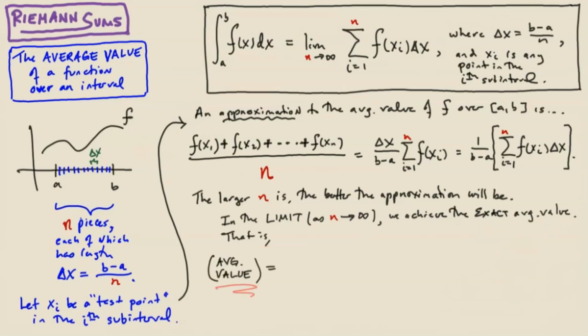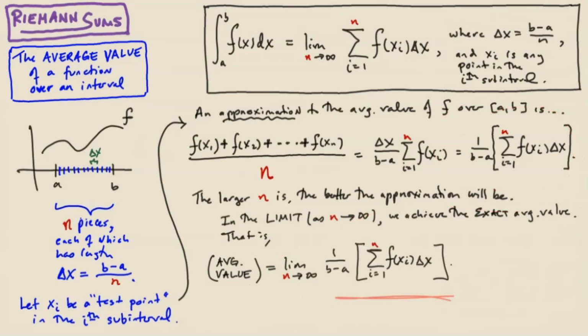That is, the average value is the limit, as n goes to infinity, of this entire expression, which I will rewrite here. Now, what is that limit? Well, 1 over b minus a is a constant, so it just sits there. It has nothing to do with n. But this stuff in brackets, that is our Riemann sum.